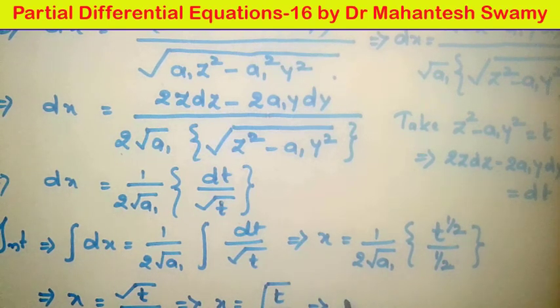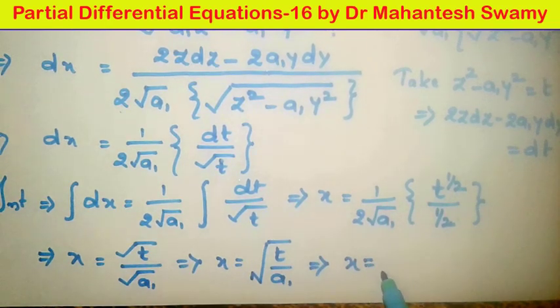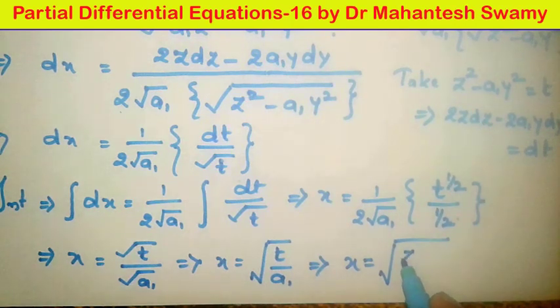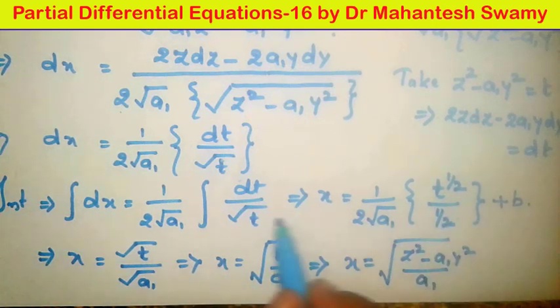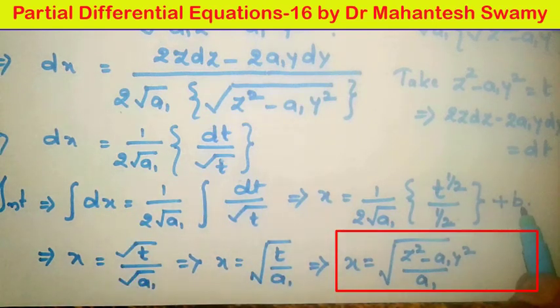So let us substitute the value of t back. So it is x equal to under root of t value, which is z square minus a1 y square, divided by a1. I have forgotten one more thing over here. We have to write one more constant of integration, that is b. After performing the integration process here, I have to write a constant of integration, that is plus b here, and here also plus b will be coming, here also plus b will be coming, and here also plus b will be coming.